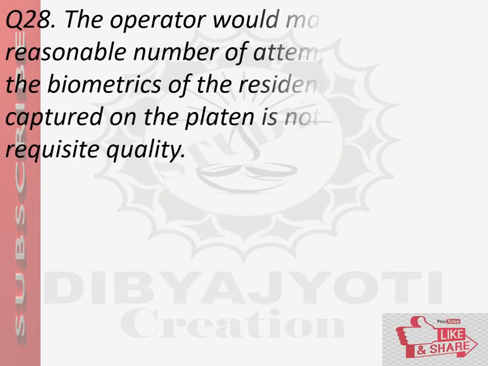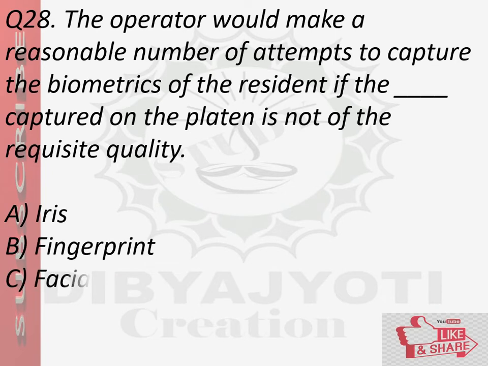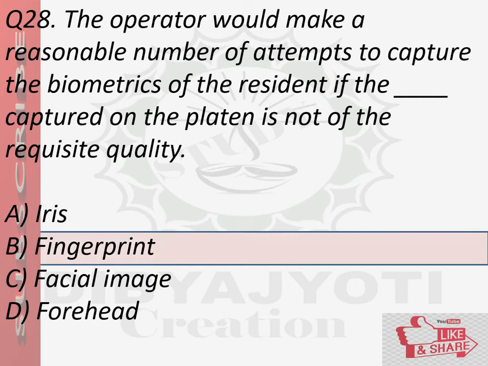Next, the operator would make a reasonable number of attempts to capture the biometric of the resident if the dash captured on the platen is not of the requisite quality. Options are: option A iris, option B fingerprint, option C facial image, option D forehead, and the answer is option B, fingerprint.